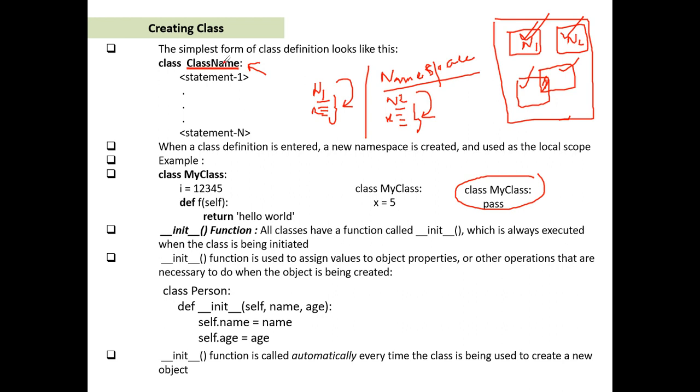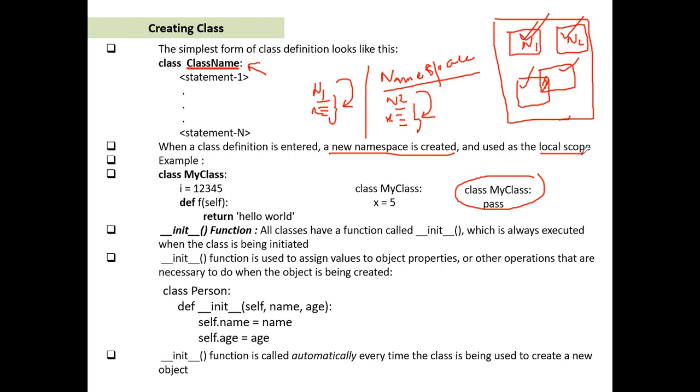Now if you have another class in your program, then whatever comes under that class name will belong to that class name. These two different classes may have same-named variables and same-named methods, and there will be no conflict because they are in separate namespaces. So you can treat a Python class as a namespace. When a class definition is entered, a new namespace is created and used as the local scope.